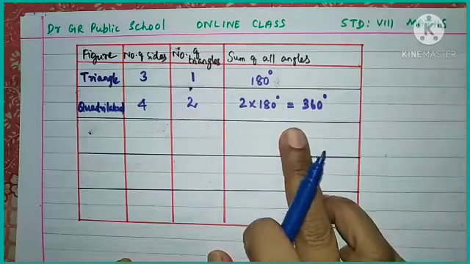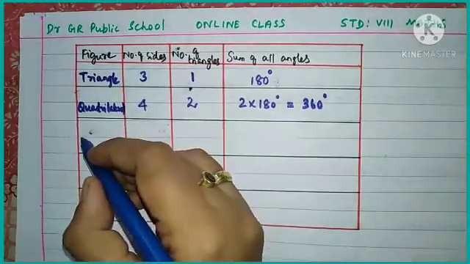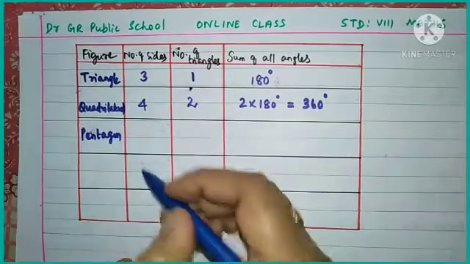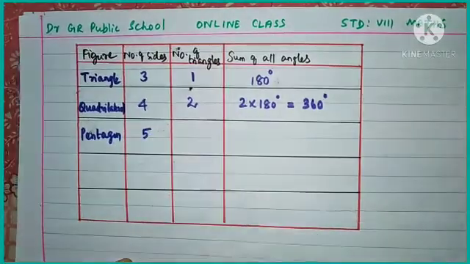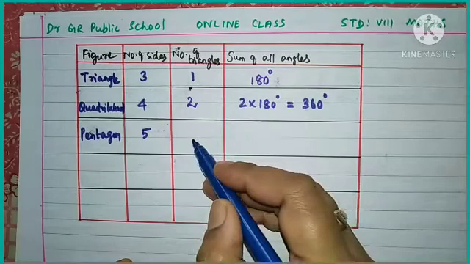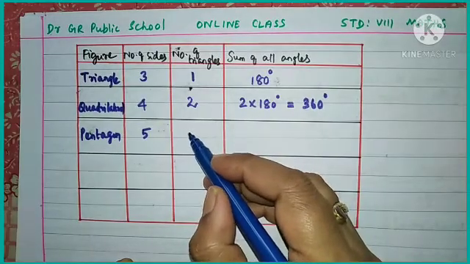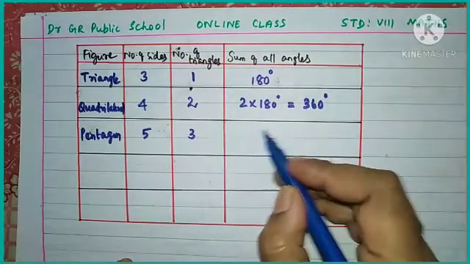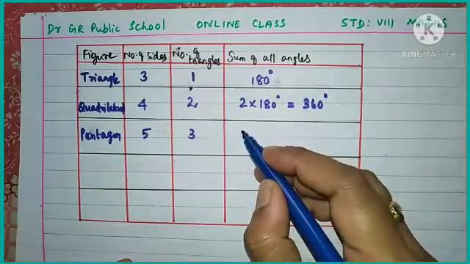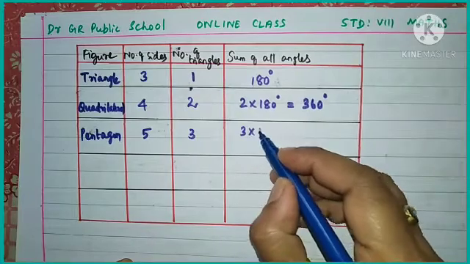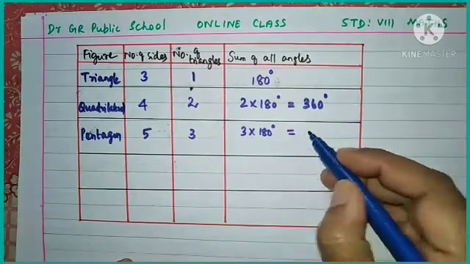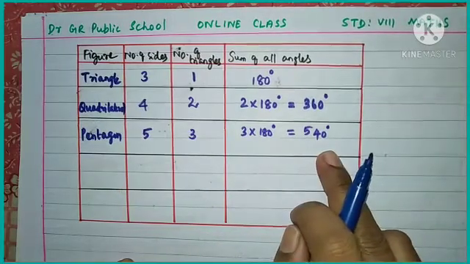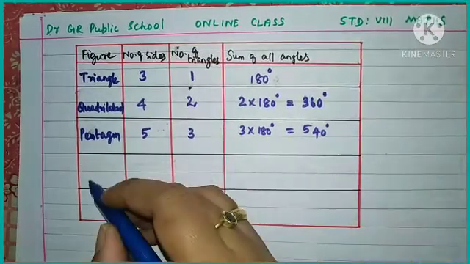Remember, children? Now next, what did we see? We saw the pentagon. And how many sides were there in the pentagon? 5 sides. And how many triangles did we get in a pentagon? Yes, 3 triangles. And finally how did we get the sum of all the angles? That is 3 triangles. So 3 into 180 degrees, we got 540 degrees, the total sum of angles of a pentagon. Then we saw the hexagon.